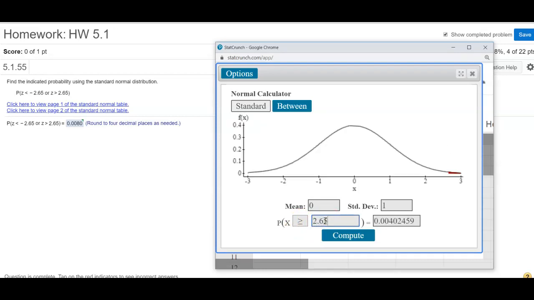2.65. That's my z-score. And you see that, what do I have? Area to the right is 0.004. So they want area to the left for the same z-score and area to the right. If you see that, I have the same exact z values. So the easy way to do it is either find area to the left or area to the right and simply multiply it by 2. So 0.004 times 2 is 0.008.